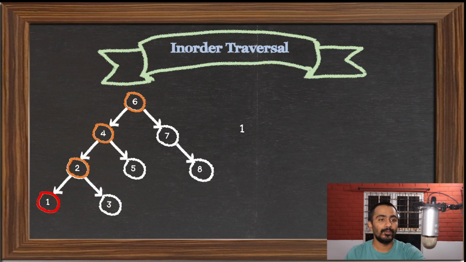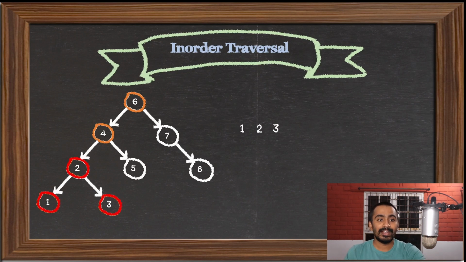So we come back up to node 2 and process it before moving on to its right subtree, which is node 3. Node 3 is again a leaf node which doesn't have any left or right child, so we process node 3. Then we come back up to node 2. Since node 2 is already processed, we move to its parent node, which is node 4.